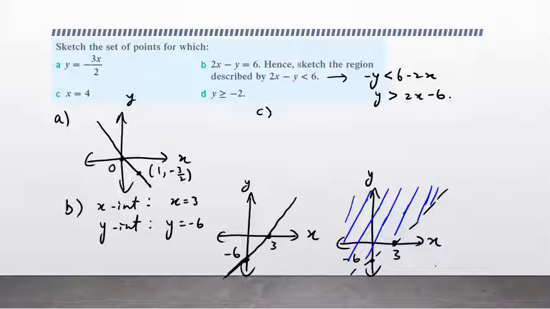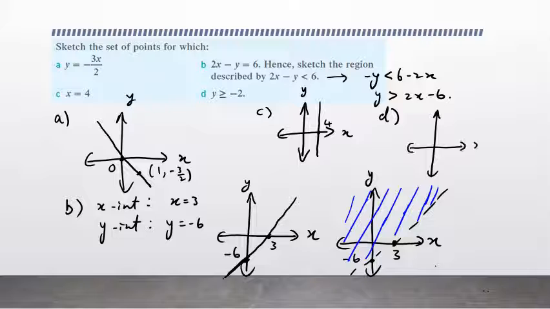Alright, C, x equals 4. For x to be equal to 4, it covers the section where x is equal to 4 the whole way. There's a straight line going that way. And then D, y is greater than or equal to negative 2. So look for negative 2 on y, right there. And it's greater than or equal to, so that means it's a solid line. Then it's above the region because it says greater than or equal to, so simply color that bit in.